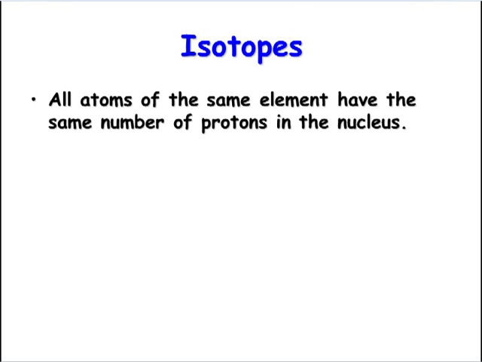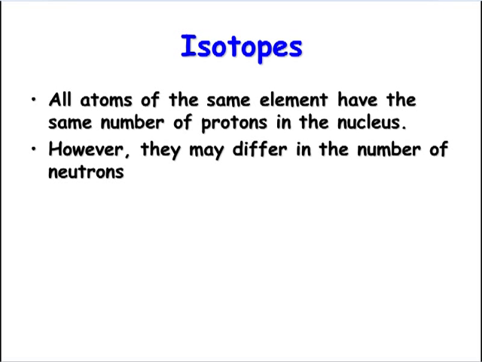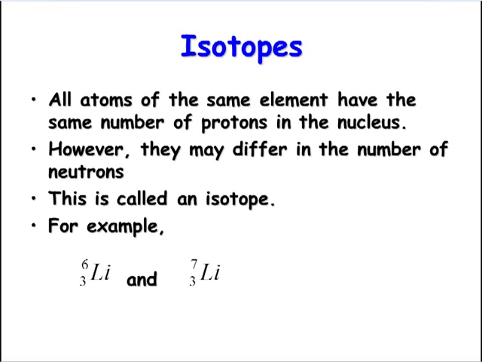Now, all atoms of the same element, I mentioned this a moment ago about the difference with neutrons, will have the same number of protons in the nucleus, but there may be a different number of neutrons, and this is what we call an isotope. For example, lithium has two isotopes. We've got lithium-6 and lithium-7. So the first one has three protons, 3 neutrons. The second one has 3 protons and 4 neutrons. Generally, the one that's listed on the periodic table will be the most common of the two isotopes.